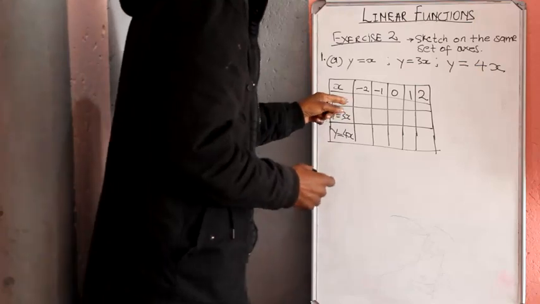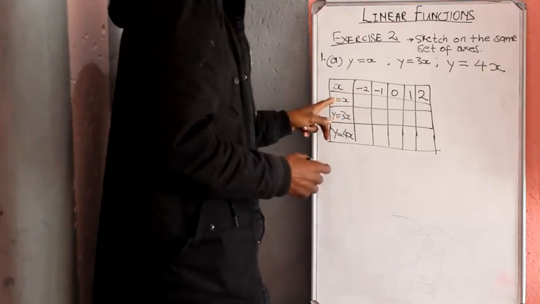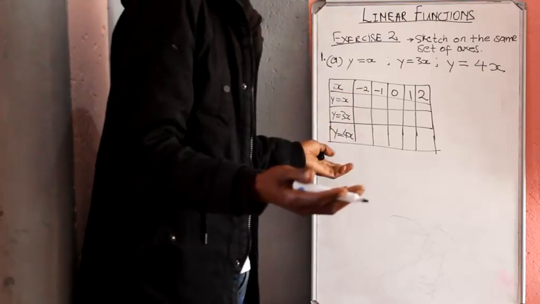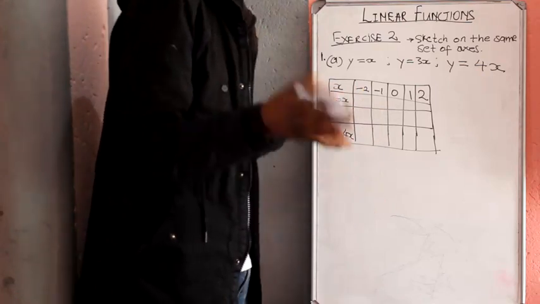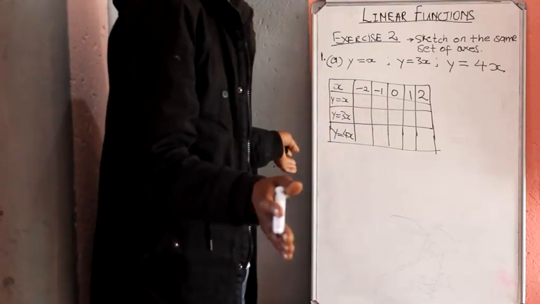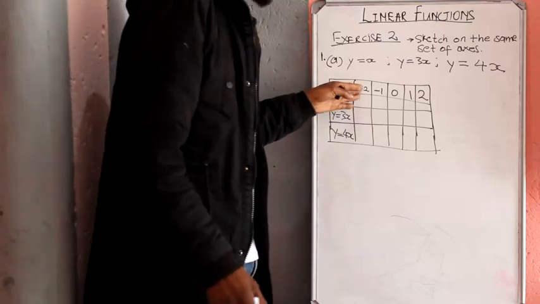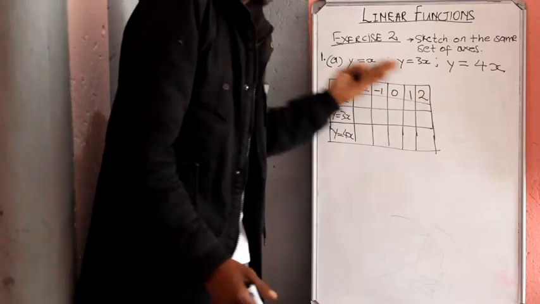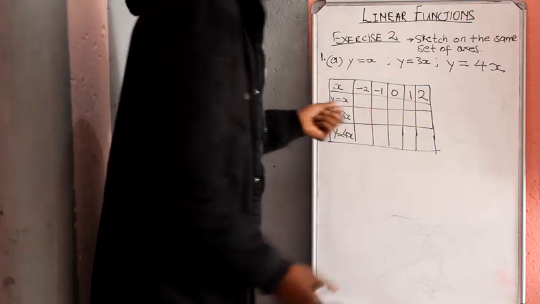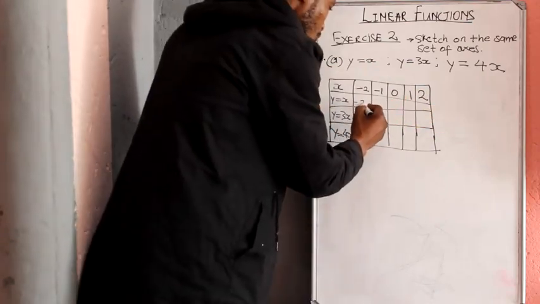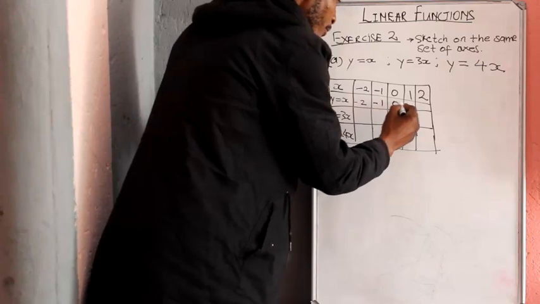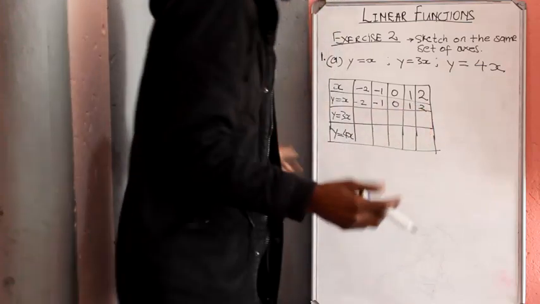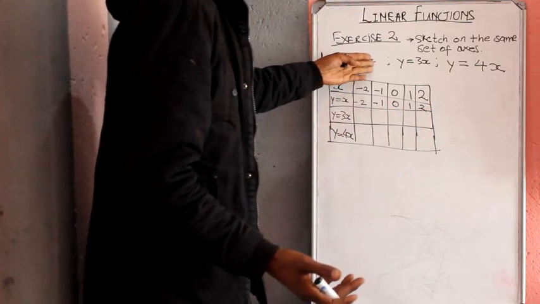So when you substitute for y equals x, honestly it is a straight given answer. Whatever the value of x is, y is going to be that value. That's what it means. So that's going to be -2, -1, 0, 1, and 2. That's complete for y equals x.